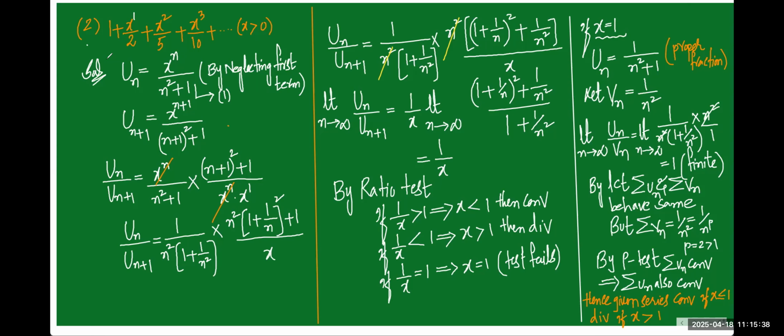And similarly this series will be divergent when x is greater than 1. Greater than 1 means divergent, simple. Greater than 1 means divergent, less than 1 and equal to 1 means convergent. So this is an important question. This is also the most important question.